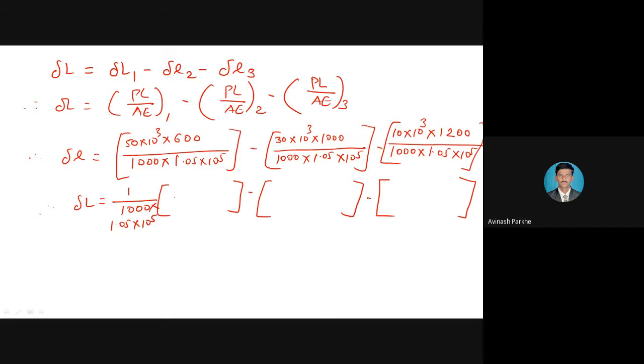So remaining, which terms are remaining? Only 50 into 10 raised to 3 into 600. Here 30 into 10 raised to 3 into 1000. And here 10 into 10 raised to 3 into 1200. So do the calculations and tell me the answer. Start your calculation fast and tell me the answer. Or represent your answer in the chat box. So we will verify the answer.